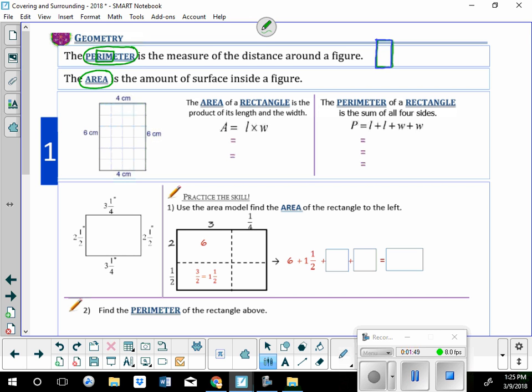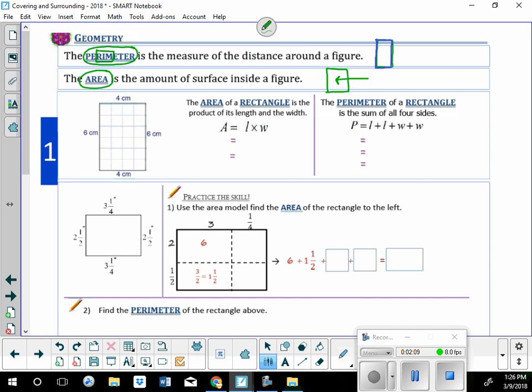The next word that we have is area. And it is the amount of surface inside a figure. So here's my same rectangle, well, a little different. It would be the measure inside of the figure, okay? You can also think of an area rug, and you think about how much of the floor it covers.